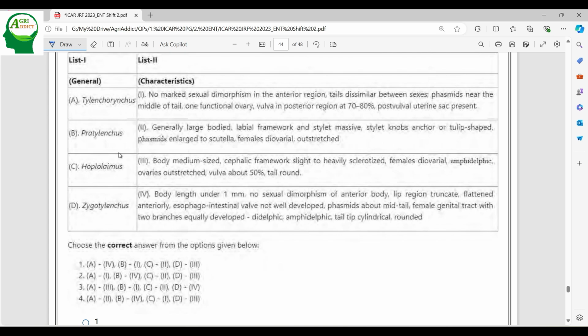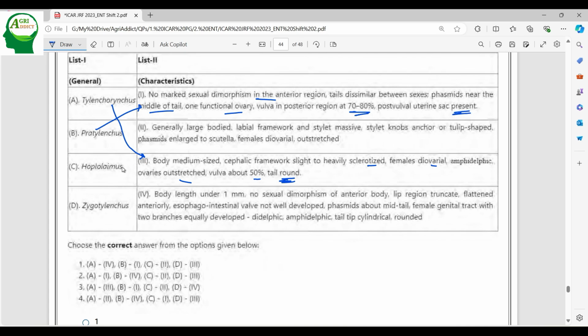It is direct from Bajaj and Oliphant. Body medium size, cephalic framework slightly to heavily sclerotized, females didelphic, amphidelphic, ovaries outstretched, vulva at about 50%, and tail is round. Then what are the characters of Pratylenchus? No marked sexual dimorphism in the anterior region, tails dissimilar between sexes, phasmid near the middle of the tail, one functional ovary, vulva in the posterior region at 70 to 80%, post-vulval uterine sac present.